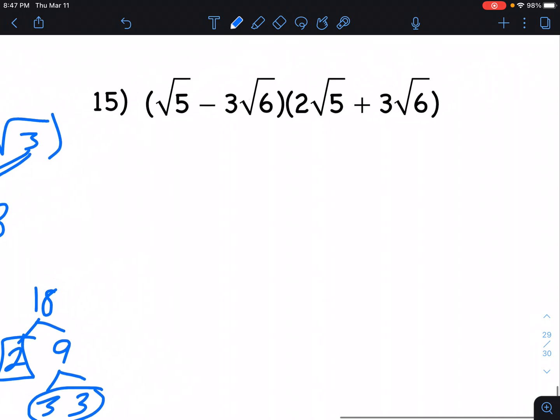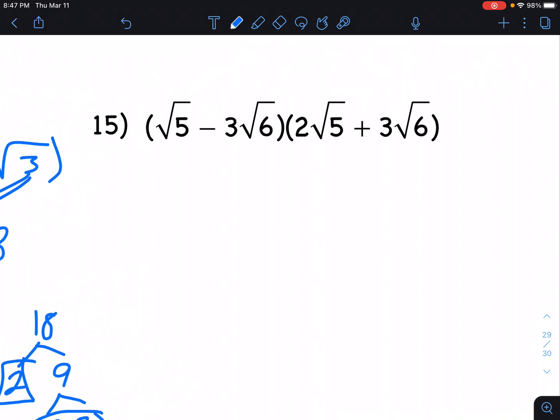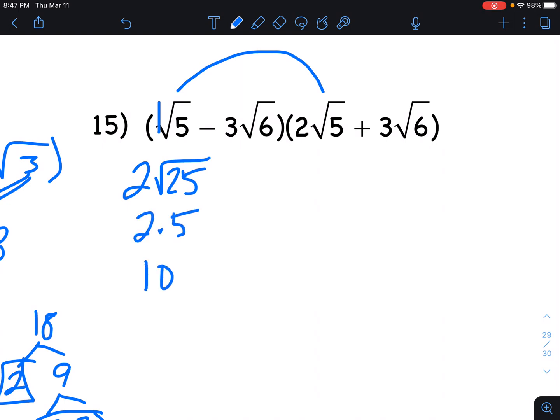Number 15, looks like I'm foiling again. There's nothing between the parentheses. So let's multiply these out. Now, when we're multiplying, there's a 1 out in front, always. So we can do the numbers out in front, multiply them together, and we can multiply the radicands together. So 1 times 2 will be 2, and then the square root of 5 times root 5 is square root of 25, which is 5, so it becomes 2 times 5, which is 10.